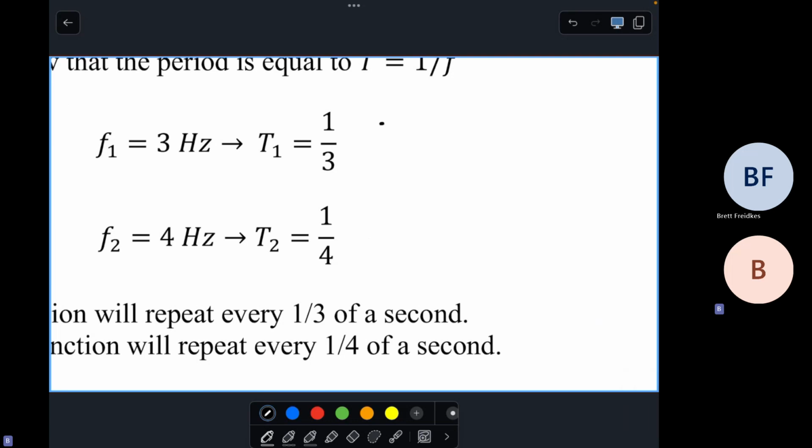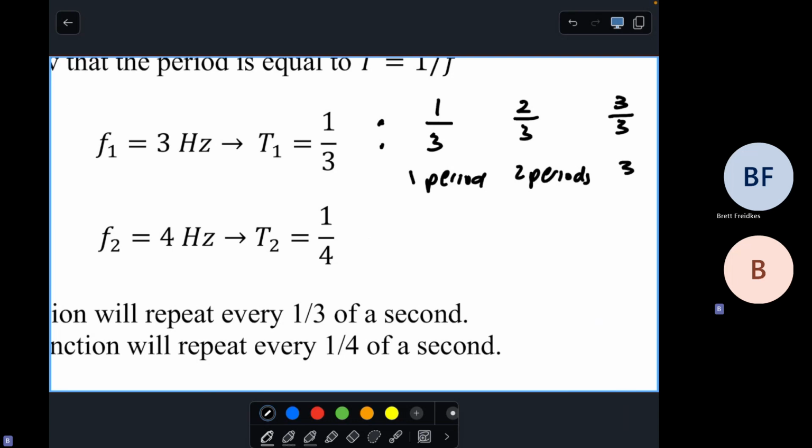So what we did was say, okay, after 1/3 of a second, we have 1 period. After 2/3 of a second, we've had 2 periods of this sine of 2 pi 3t specifically. After 3/3 of a second, we've had 3 periods. Is that okay?